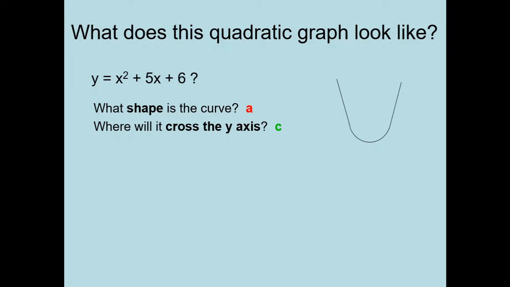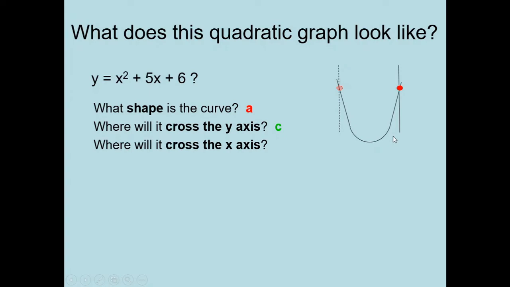Where will it cross the y-axis? It'll cross the y-axis at c. When x is equal to 0, this is 0 plus 6, so y will be equal to 6. So I could draw my y-axis in here, but I'm not sure where to draw it. Should I draw it over here and that's 6? Or should I draw it over here and that's 6? Let's see, because it might help if I know where this part of the curve is. Is this part of the curve before or after the y-axis?